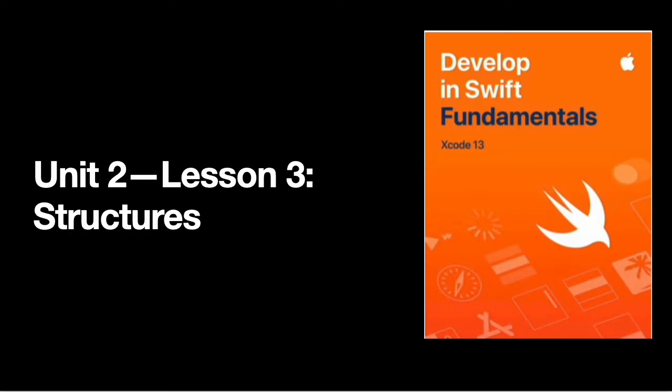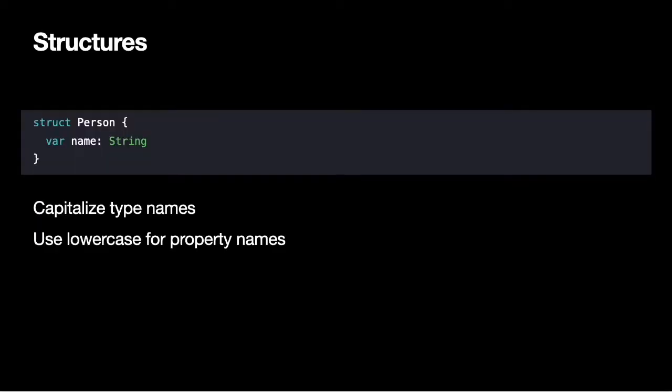It's Unit 2, Lesson 3 on structures. Structures are vitally important in Swift. Most data structures in Swift are structures. The alternative is classes. We're going to learn about structures first, and then classes, and then we're going to talk about the difference. A structure can have properties and store values.